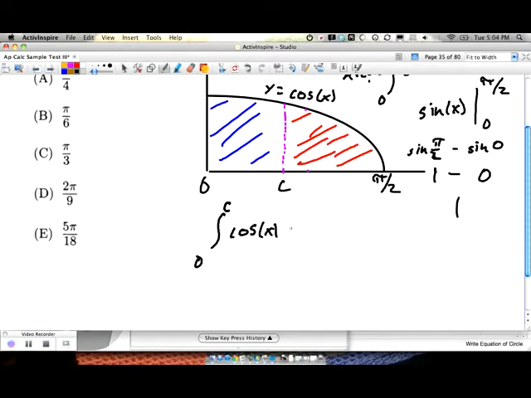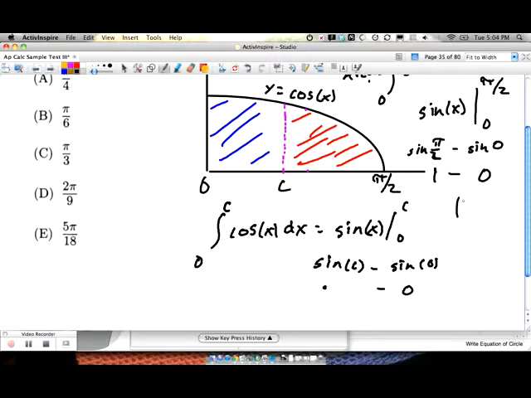Piece that's changing. So again, I have cosine of x dx. I know that that's really sine of x, evaluated from 0 to c, and I know that sine of 0 is going to equal 0, so that part doesn't really change anything, but here I'm going to have sine of c.